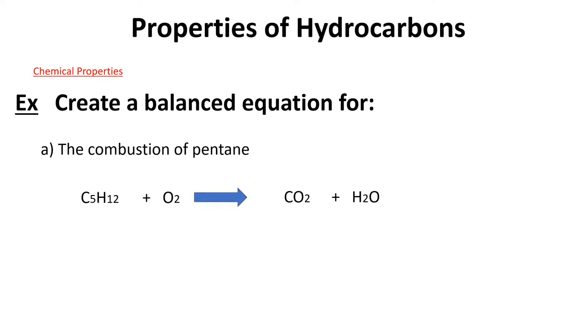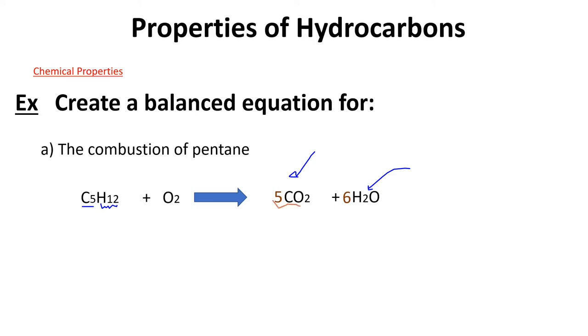Now it's about balancing. If I was going to balance this one, I'd say, okay, there's 5 carbons there. I probably need a number in front of the carbon dioxide, and it's a 5. Then I'd look at the hydrogen. We have 12 and a 2. Answer is 6. And then it's about counting up your oxygens.